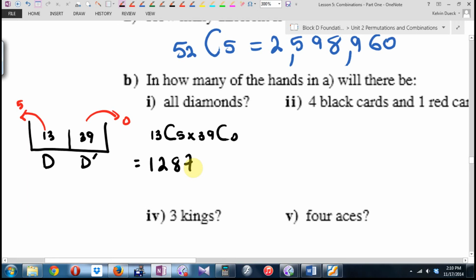By the way, what do you call it when you have all of the same suit? A flush. Good hand or bad hand? Pretty good hand. Big number or small number? Small number compared to that 2.6 million. That's why it's a good hand. You can't get it very many ways.